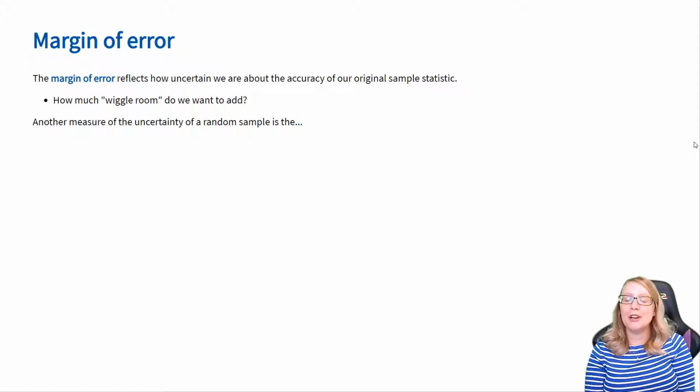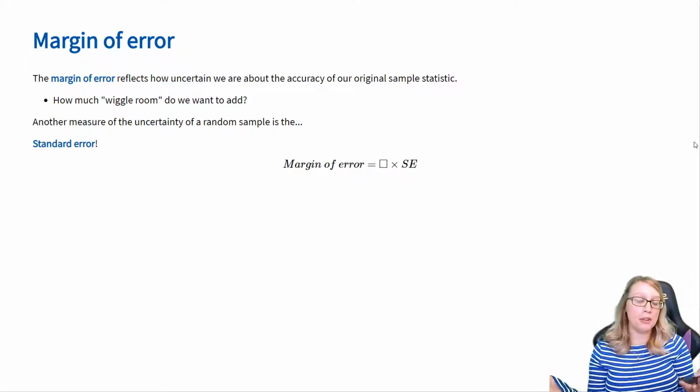We get this margin of error based on another measure of the uncertainty in our sample, and that other measure is the standard error. If we know how to calculate the standard error for a sample statistic, we'll just calculate some multiple of that standard error, and that becomes our margin of error. That becomes what we add and subtract from our sample statistic.